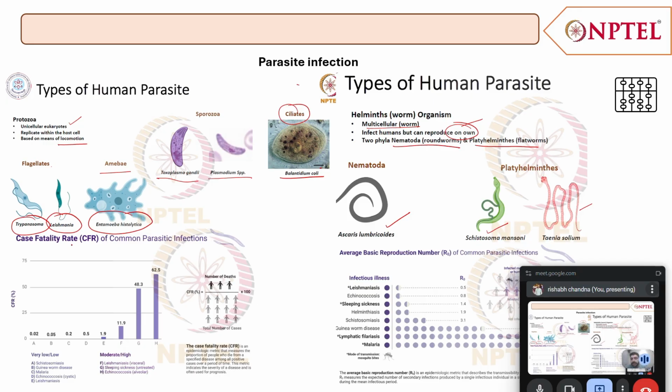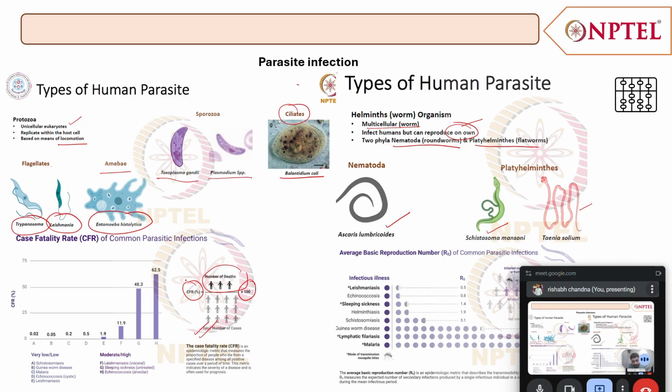So we have the case fatality rate that is common for the parasitic infections. The case fatality rate is defined as the number of deaths upon the total number of cases that have been reported, multiplied by 100. So this is recorded as a percentage.